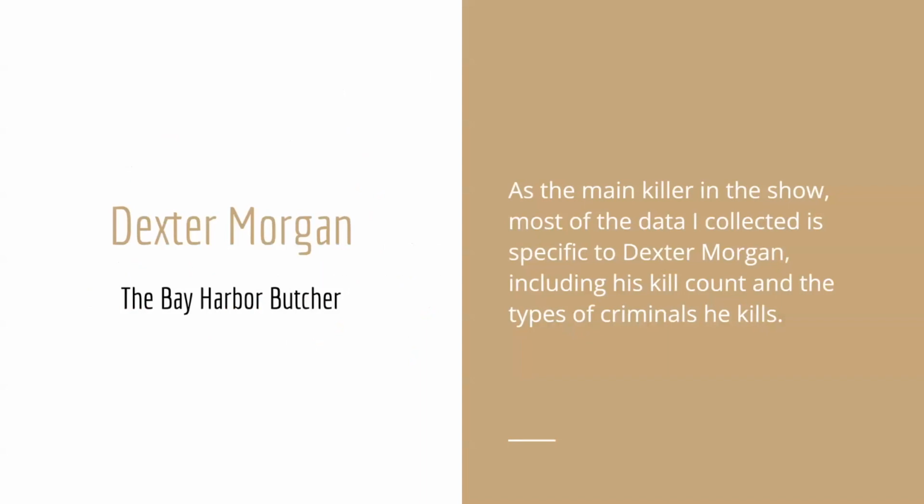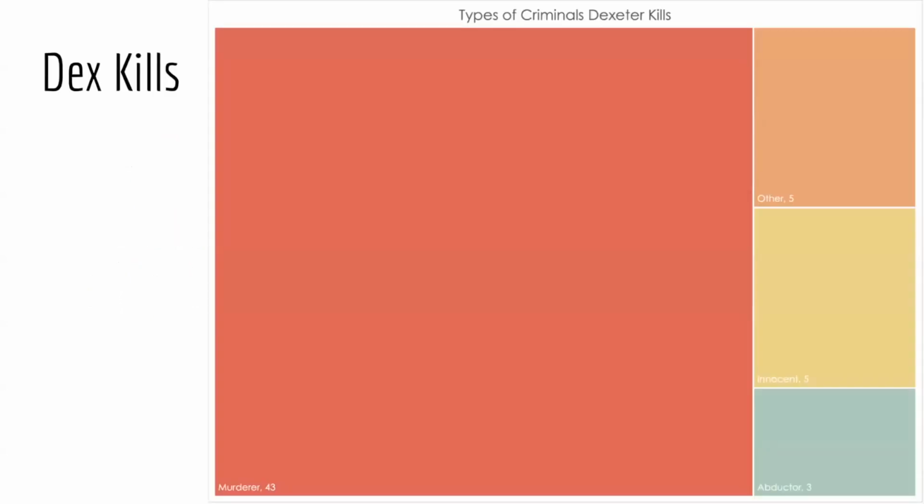And finally, we gotta talk about Dexter Morgan, the Bay Harbor Butcher. So since he's the main killer, most of the data I collected is specific to him, including his kill count and the types of criminals he kills. So these are the types of criminals he kills. He kills 43 murderers, 3 abductors, 5 are innocent, and 5 are other.